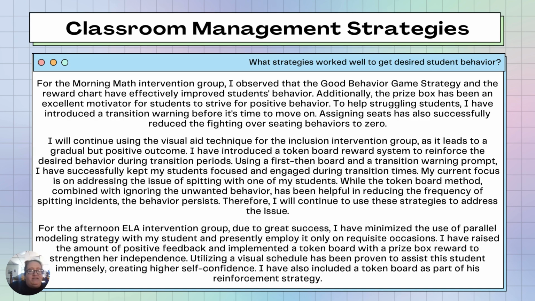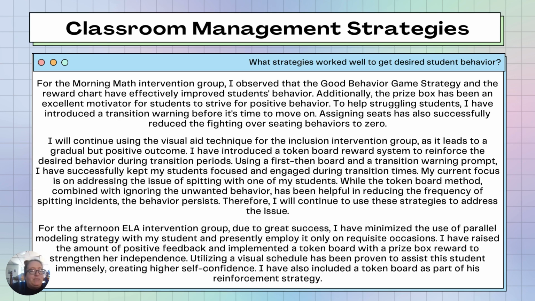So, overall, my classroom management strategies for the morning math group, the good behavior strategy and the rewards chart really helped. The prize box was an excellent motivator for the students to strive for positive behavior. To help struggling students, I did add the transition warnings, and that also has been a great help. The assigned seats, amazing. There have been zero behaviors around that.